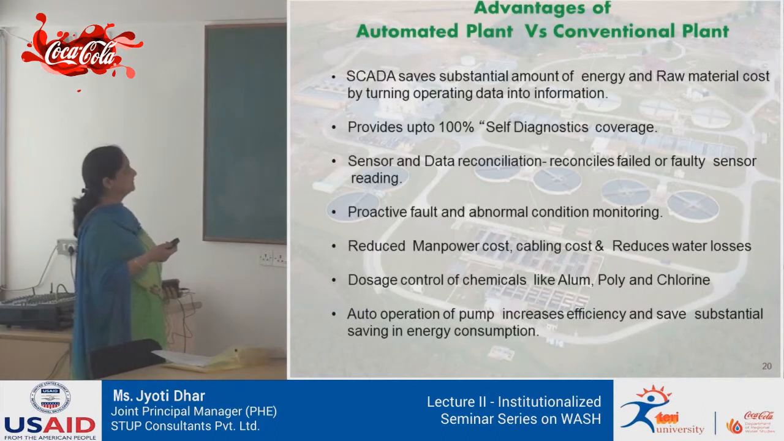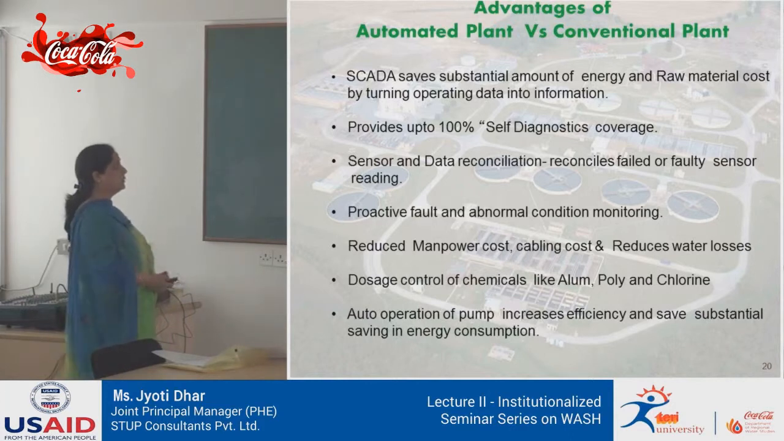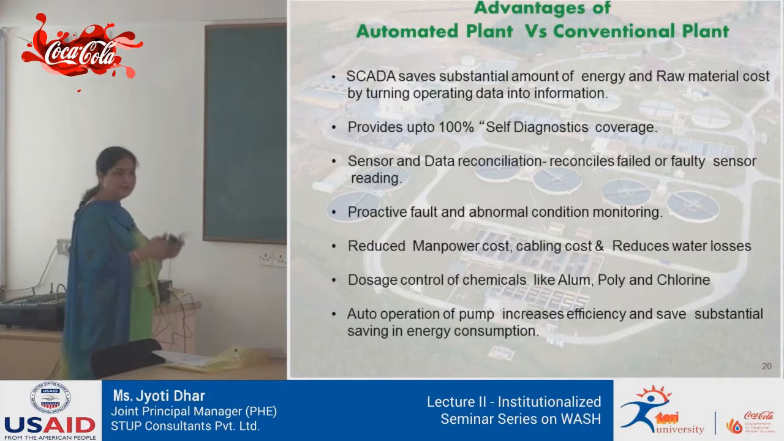Now we can see what the advantages of an automated plant versus a conventional plant are. What SCADA does, SCADA actually saves a substantial amount of energy and raw water material by turning operating data into information. It provides 100% self-diagnostic coverage, like it can diagnose your system. If you have a fault, what is a fault? It's because there's a problem in the electronic card or the power card, then you can immediately call your vendor and tell him to rectify the same.